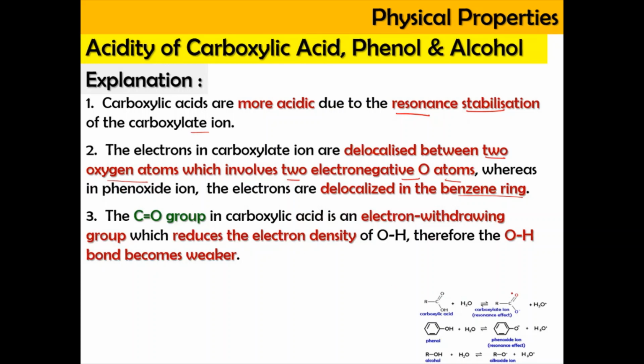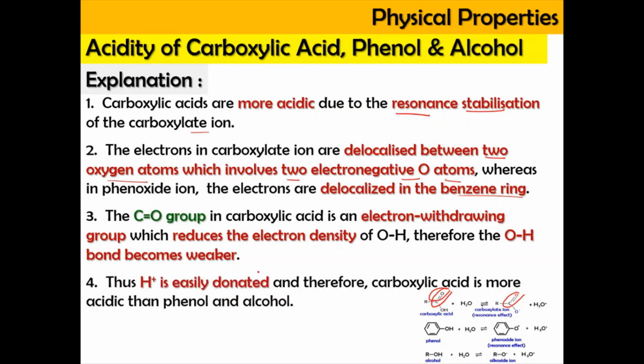And the C double bond O group is an electron withdrawing group, which reduces the electron density of the OH. See the C double bond O here. So the electron density of OH is reduced, and hence the OH bond becomes weaker. Thus, the H plus ion can be easily donated, making carboxylic acid more acidic than phenol and alcohol.